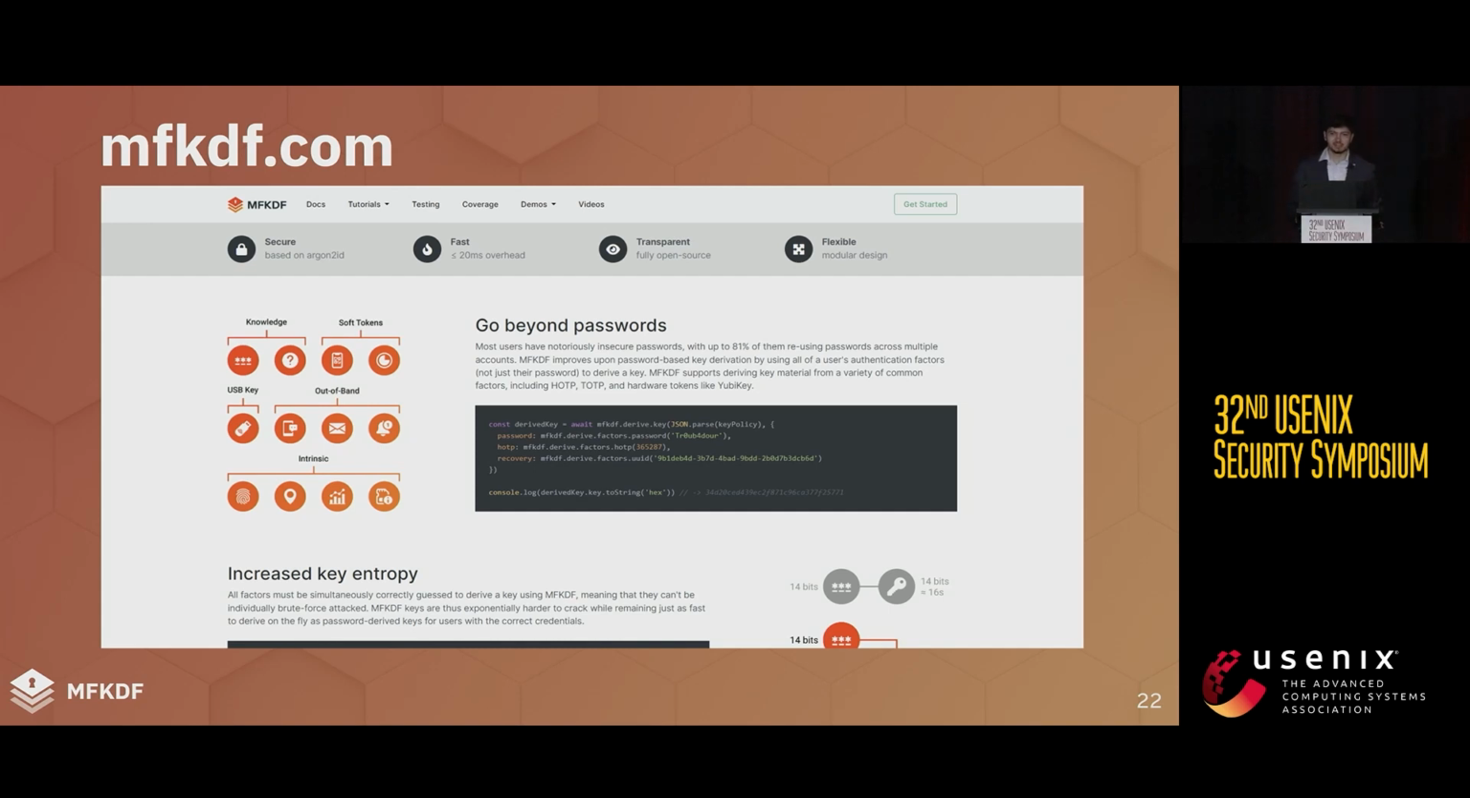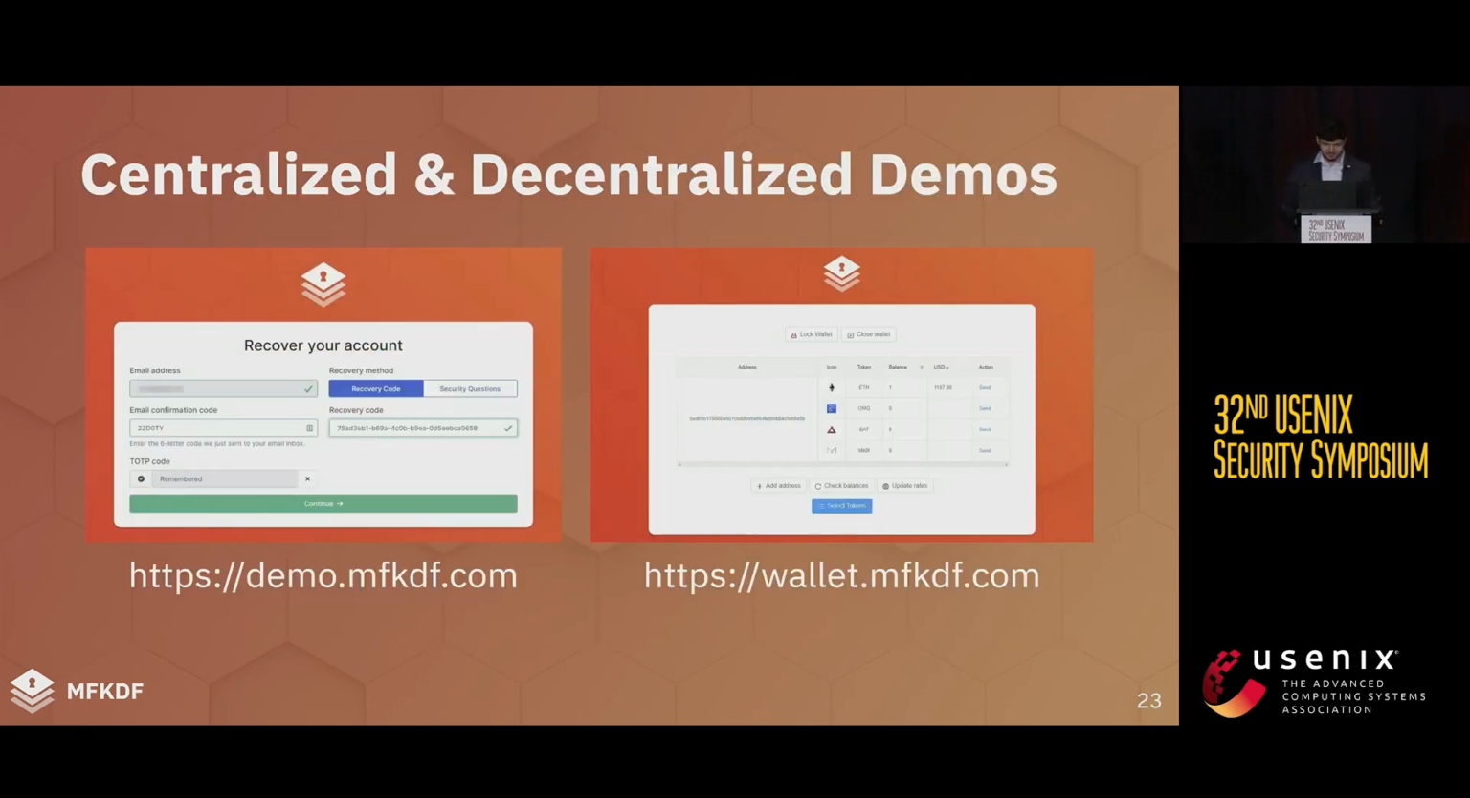We've tried to make it as easy as possible to implement in a wide variety of systems. This is something that should be a drop-in solution for any system that uses PBKDF2 right now. You can replace it with MFKDF and have a working system that now uses all of your users' authentication factors in the key derivation process. Also, just for fun, we also got PBKDF2 and redirected it to MFKDF so that no one gets confused about which one to use moving forward. So you can also check it out that way.